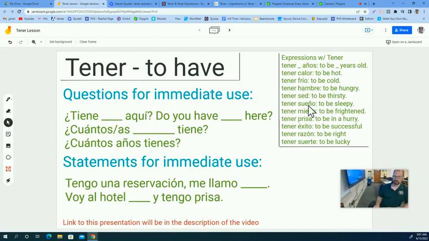Tener sueño is to be sleepy. Tener miedo is to be frightened or scared. Tener prisa, I said a second ago, is to be in a hurry. Tener éxito is to be successful. Tener razón is to be right. Put a no in front of it and you have to be wrong. No tener razón. And then tener suerte is to be lucky.